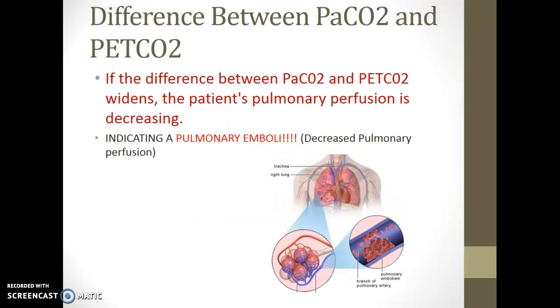If the difference between PaCO2 and partial pressure of end tidal CO2 widens, so if you take your PaCO2 minus your PeCO2 and you get a large number, then the patient's pulmonary perfusion is decreasing, and that would indicate a pulmonary emboli. So you want to really highlight, star that area. The boards will do that to you. They'll give you a difference between PaCO2 and end-tidal CO2 that will be a very large number when you subtract those two numbers, and then you would want to decide that that patient probably has a pulmonary emboli.